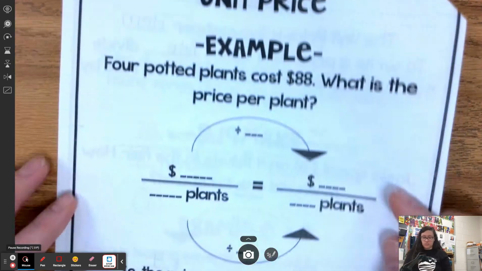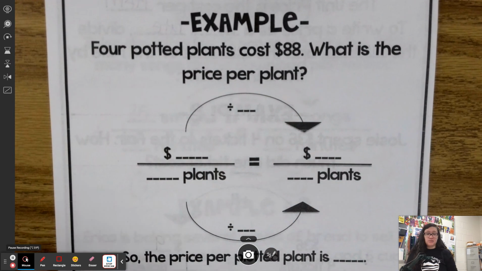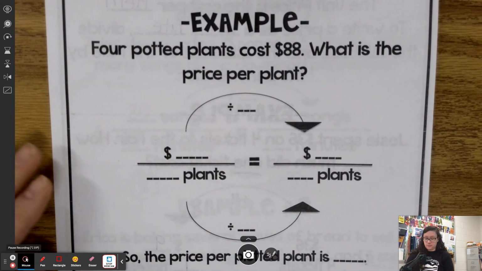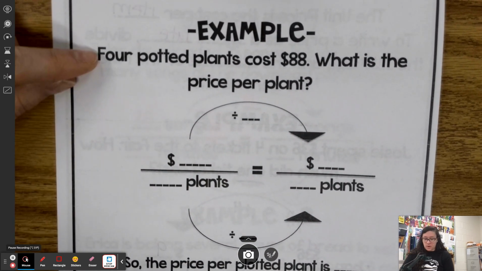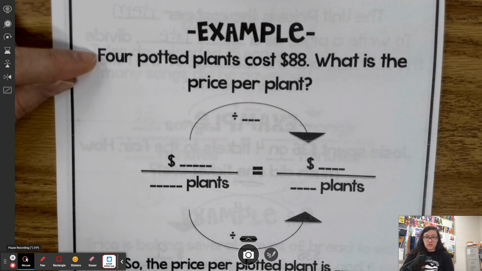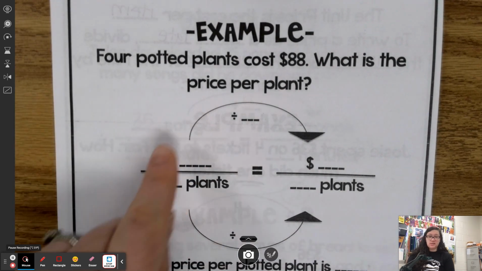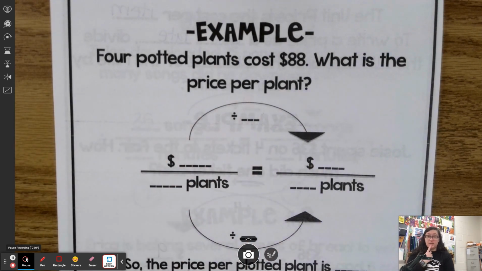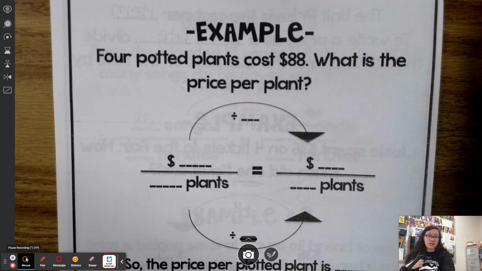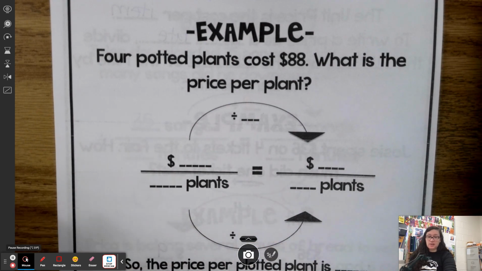Let's go on to one more example, and then you're going to have some time to practice on your own. 4 potted plants cost $88. What is the price per plant? Go ahead, try to fill in the numbers here on your own. This problem's a little tricky. One of your numbers is in word form. Pause the video real quick, teacher, so that students can have a chance to try to fill in this information on their own.